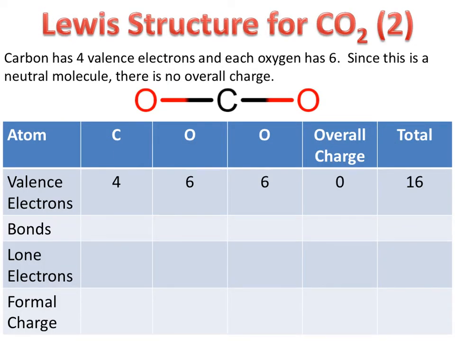For carbon dioxide, you can see that the valence electrons are listed here. We can actually count the number of valence electrons by looking at the group on the periodic table. Carbon is in group 14. 14 has 4 valence electrons. Oxygen is in group 16. They have 6 valence electrons each. Since this is a neutral molecule, there's no overall charge. Totaling those up, we have 16 electrons that we have to account for on the structure.